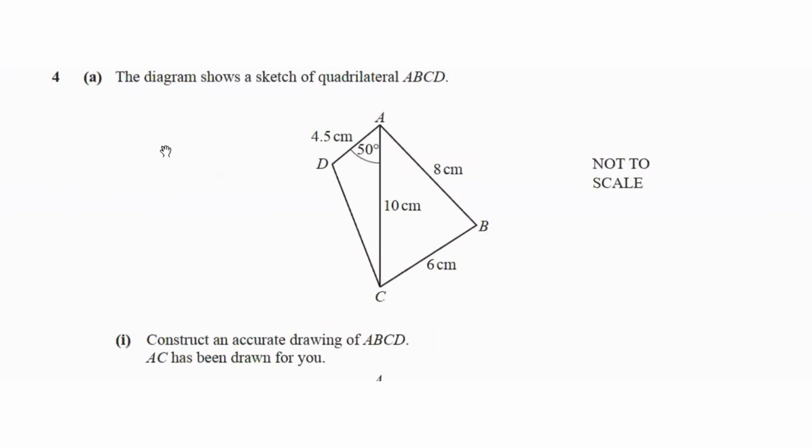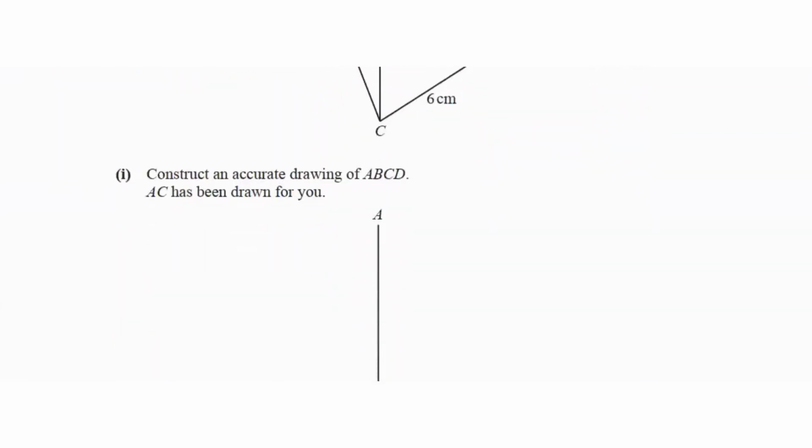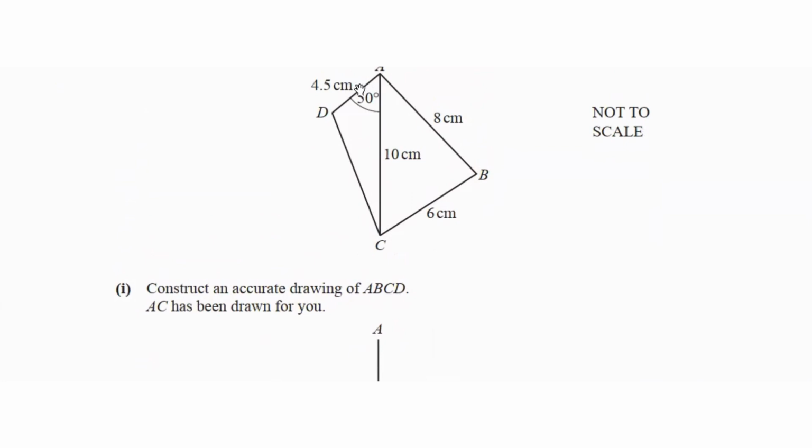Question 4 shows us a quadrilateral ABCD, and it says construct an accurate drawing of ABCD. AC has been drawn for you. So we can see that there's an angle at A, a 50-degree angle, and the length of AD is 4.5. So what you will do is you will open your compass to 4.5 centimeters. You will put the pointer at A and draw an arc over here from that 4.5 centimeter measurement.